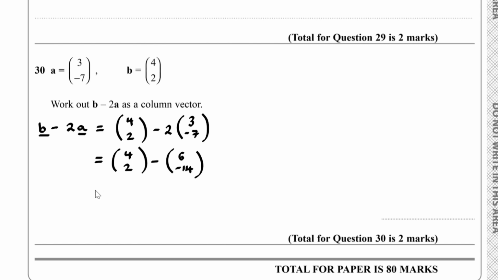So 4 minus 6 is minus 2. 2 subtract negative 14, that is 16. So the vector B minus 2A is equal to (-2, 16).